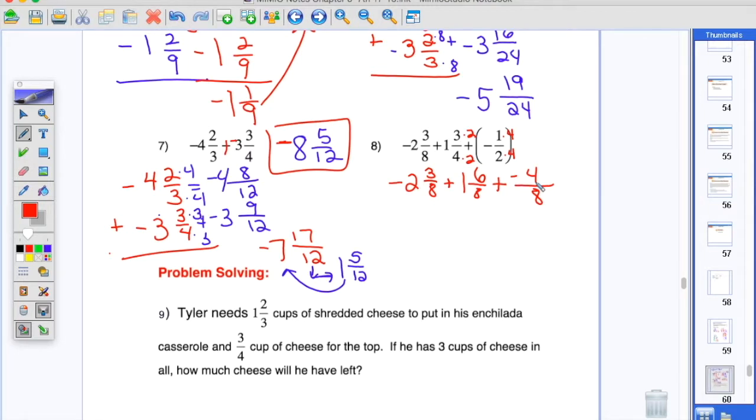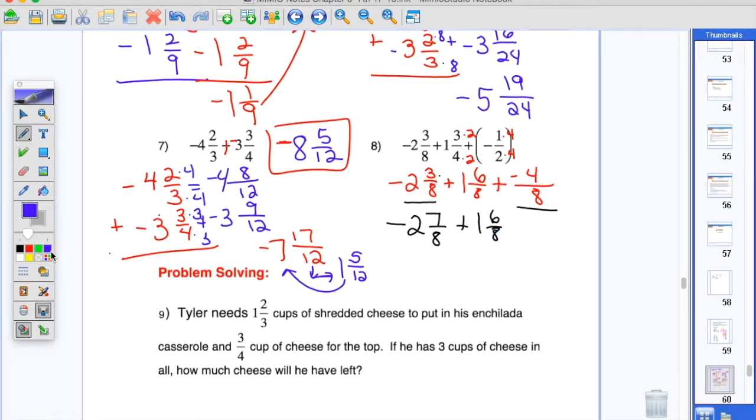Now just like we did with integers, we can add our negatives together. So same signs, keep the sign and add. So that gives us a negative. 3 and 4 give us 7 over 8. And then 2 plus no whole number out in front. So it gives us negative 2 and 7/8 plus 1 and 6/8.